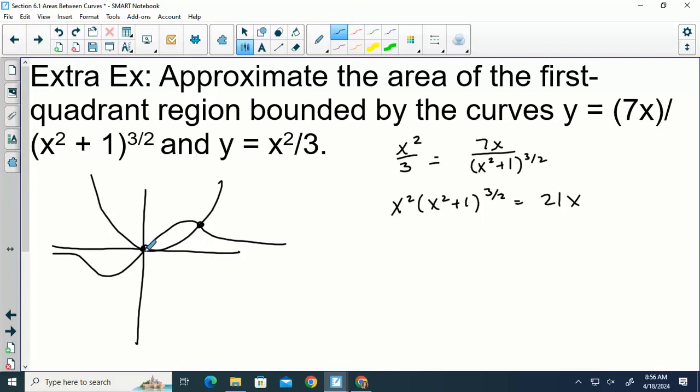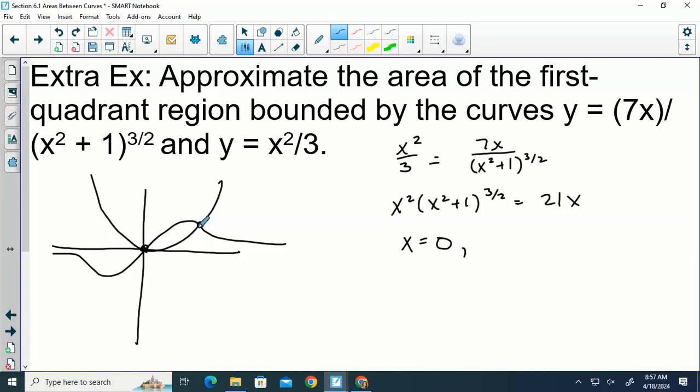This one you might be able to tell. What does it look like it is? 0. You could confirm that by plugging 0 in, or we can look in our calculator. If you go to second, trace, number 5, intersect. Then it says first curve, and it tells us up at the top the y1 equation. So just hit enter. Second curve, it switches to the y2. Hit enter. Guess, you just have to get close to that point and hit enter one more time, and it tells me the first intersection is at x equals 0, y equals 0. So 0 is the first one.